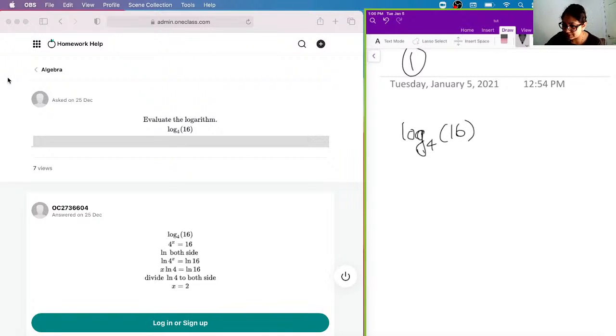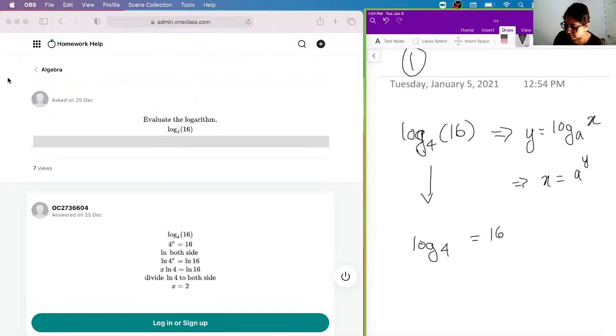if you guys recall, this is basically saying y is equal to log base a of x, where if you want to find x, you have to convert it into an exponential function where x is equal to a to the power of y. So by log base 4 of 16, we mean log base 4 of something is equal to what this is basically equal to.